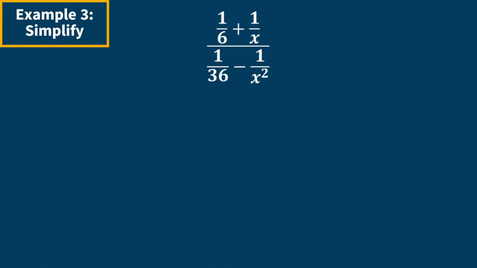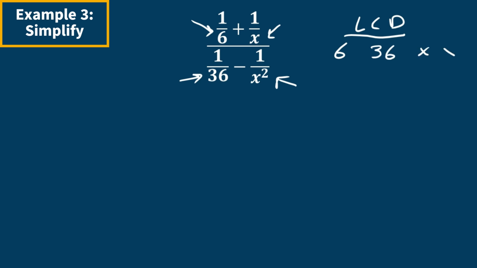Example number 3. We want to simplify this complex fraction. What we're going to do first is find the LCD. What we do is we take each denominator. So we have an x, we have a 6, we have a 36, and we have an x squared. So I'm going to write the numbers next to each other, and then the variables next to each other. And the same concept applies. Now we just have to deal with both of them at the same time.